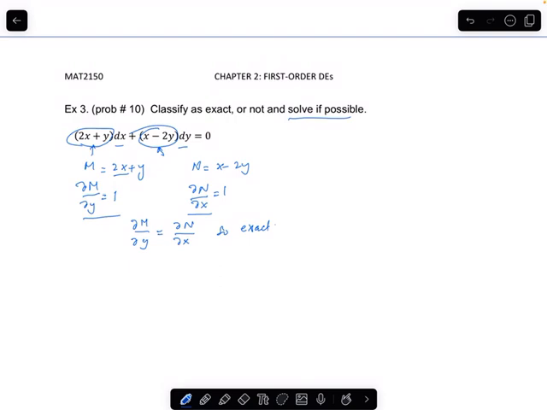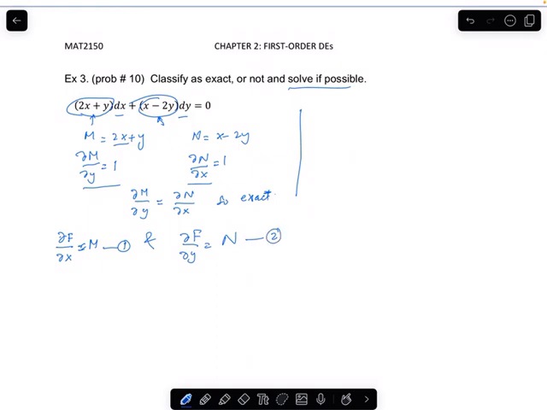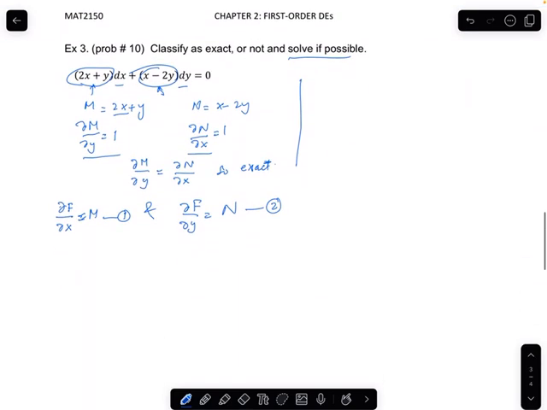Okay. So now we say, since this is exact, it means there exists an F such that partial F by partial x is equal to M and partial F by partial y is equal to N. So these are kind of two equations, 1 and 2. We can use either to start. So I'm going to use the first one. So I'll say, okay, partial F by partial x is equal to M. Which means I can get my F if I integrate M with respect to x.